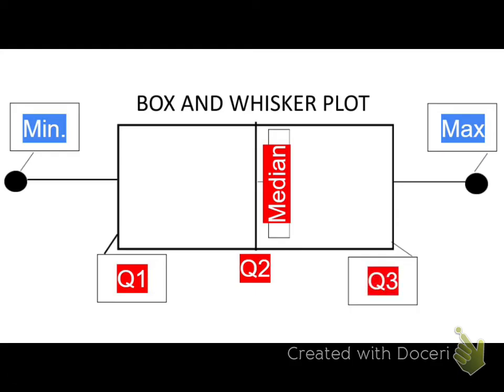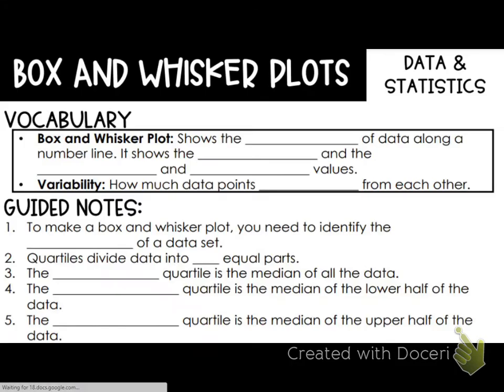So this is a box and whisker plot. Our min and our max are our whiskers. Our quartiles, so Q1 and Q3, make our entire box, and Q2 is in the middle of that box, or somewhere, usually in the middle of the box. Let's go ahead and look at the vocabulary section.